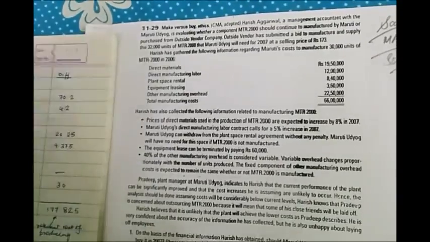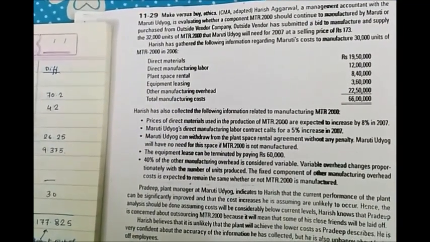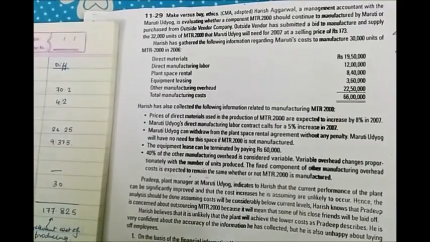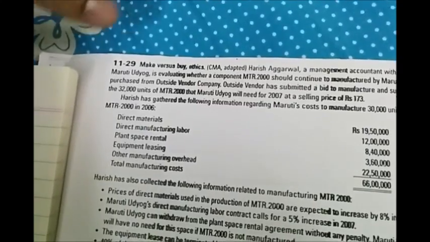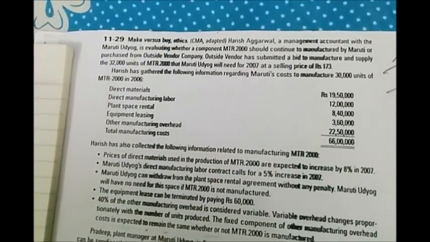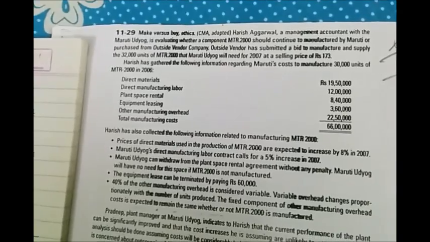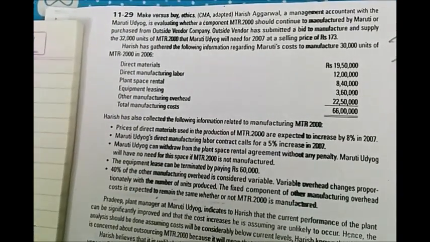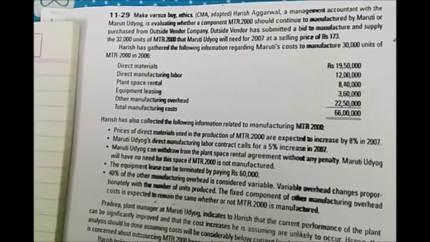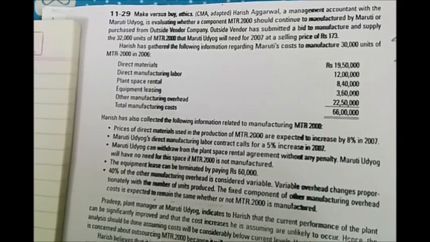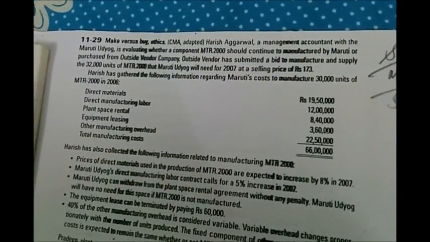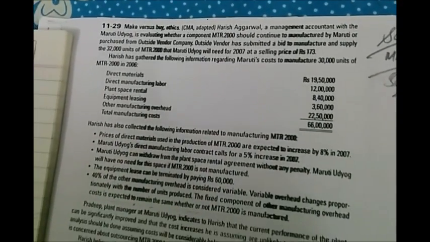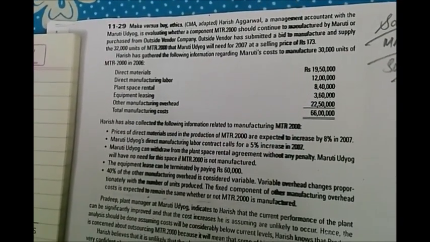Hello friends, to consolidate our learning of make versus buy decision, we take a look at one more problem. It is the opening problem of the sheet 11.29, make versus buy by Harish Agarwal, management accountant with Maruti Udyog. Given are the costs for manufacturing 30,000 units in-house, and in comparison, a vendor from outside has given an offer to manufacture 32,000 units at a unit price of 173 per unit. Therefore we have to take a decision on which one will be more profitable.